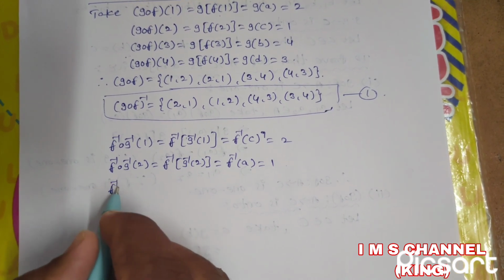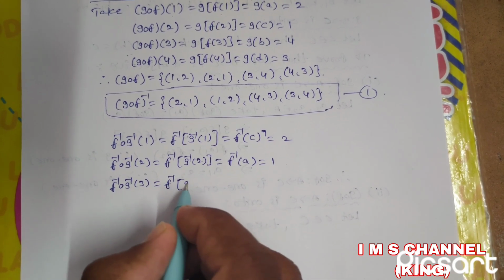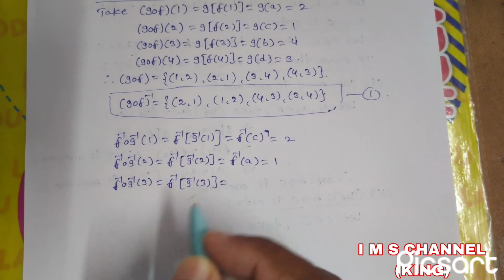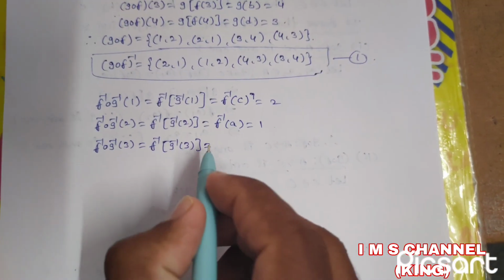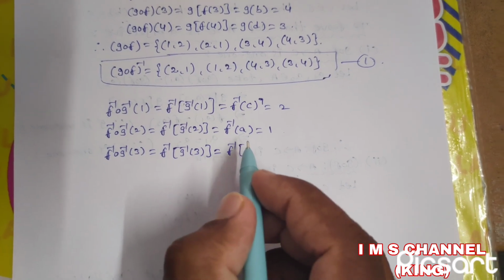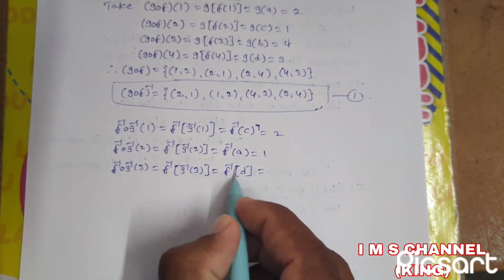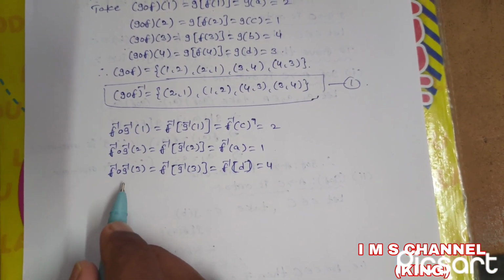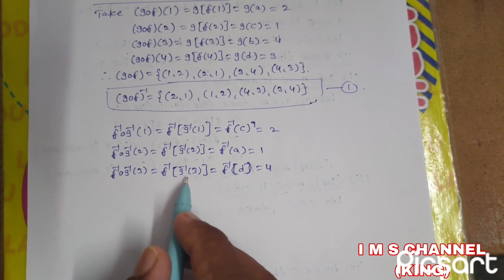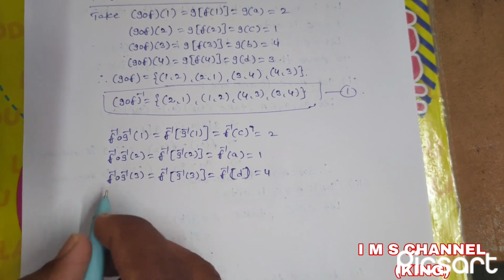Next calculate the value F inverse circle G inverse of 3. Here F inverse of G inverse of 3 is equal to, G inverse of 3 value is D. So F inverse of G inverse of 3 is replaced by F inverse of D. So F inverse of D is equal to how much? 4. F inverse of D value is 4.